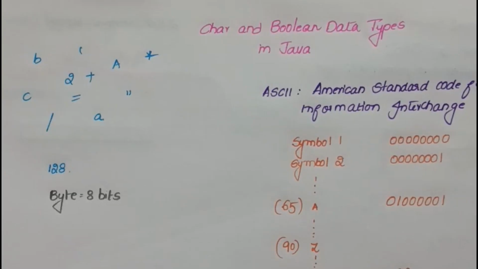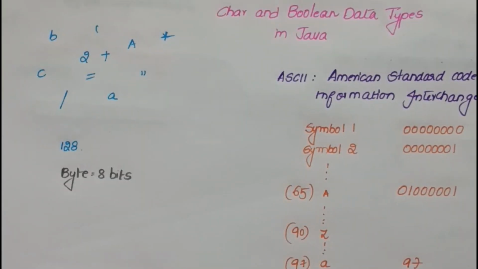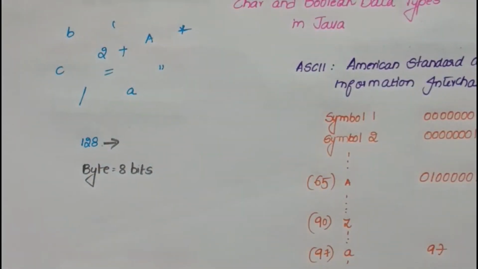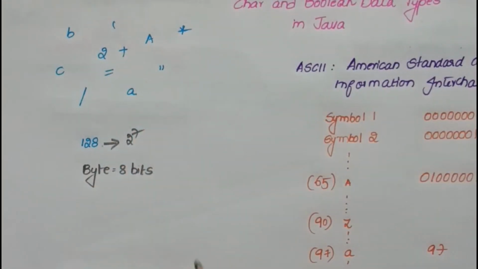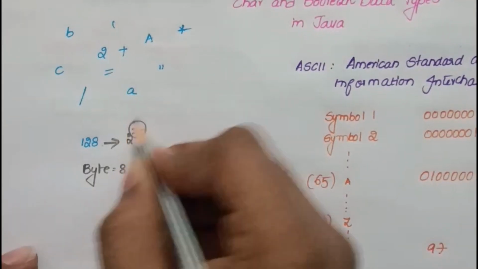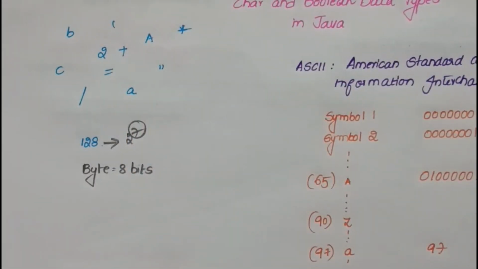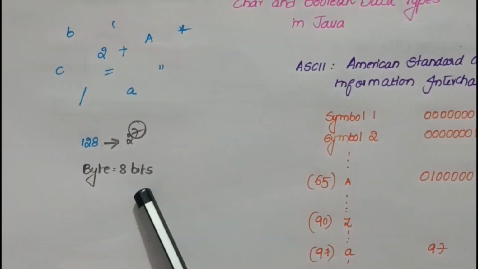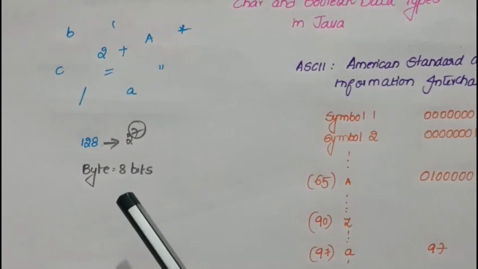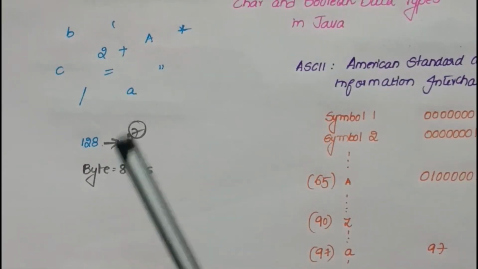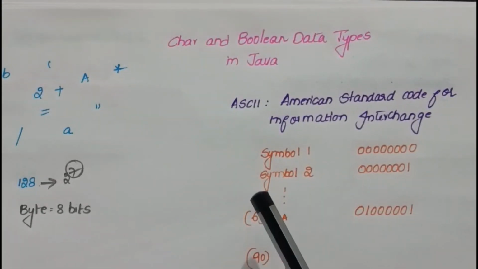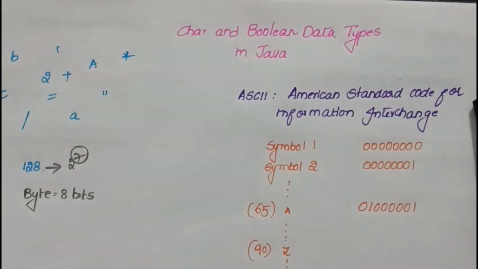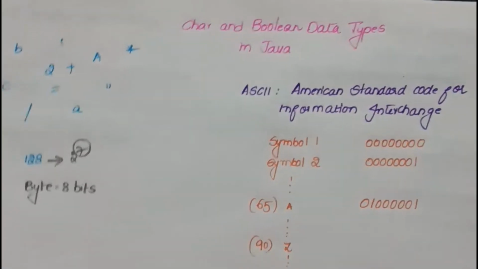America found out 128 symbols that can be used in a programming language. If we represent 128 in powers of 2, it will be 2 to the power of 7. So we need 7 bits to represent every character. But the smallest amount of memory that can be allocated is a byte, which is 8 bits. So we assign 1 byte for every character if we use ASCII. ASCII stands for American Standard Code for Information Interchange.